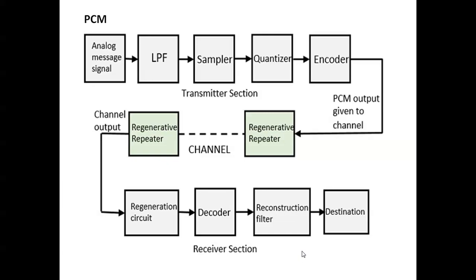There are regenerative repeaters. The regenerative repeaters strengthen the signal in the channel, and finally you get the decoder. The encoder and decoder are used to avoid hacking. Then the reconstruction filter. Reconstruction is easy because the sampling frequency is greater than twice the frequency. Then at the final destination, you get the original signal.